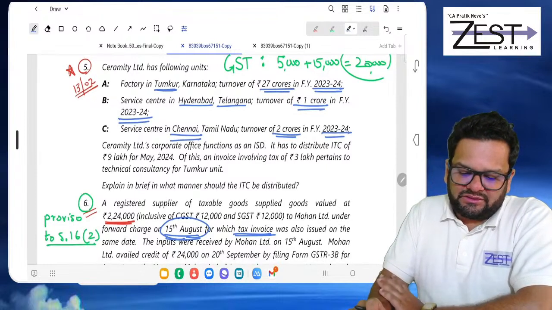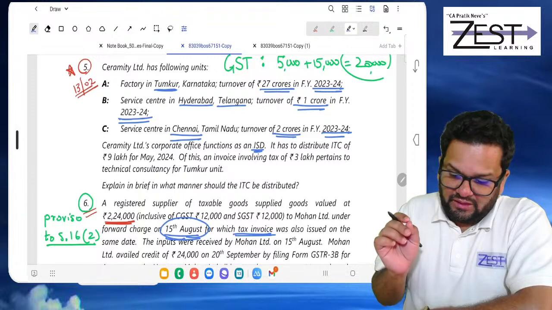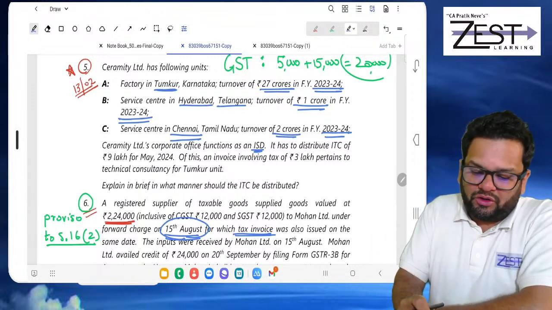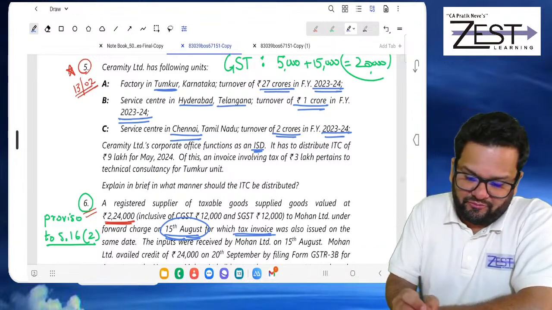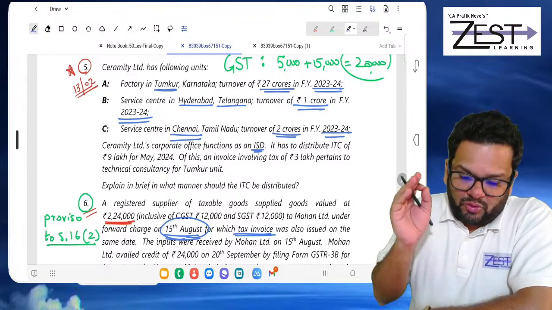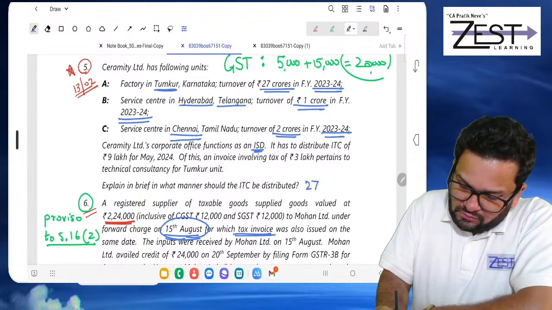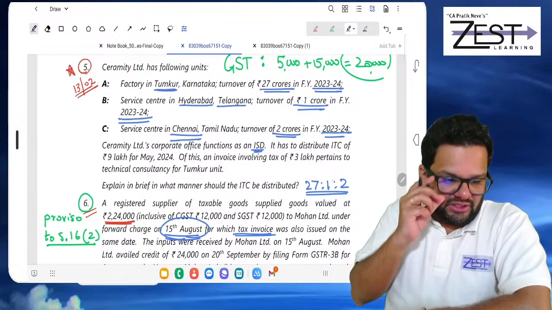Ceramity Limited's corporate office functions as an ISD. It has to distribute ITC of 9 lakhs for the month of May 24. So friends, you have to distribute 9 lakhs in the ratio of 27:1:2. But there is one small twist in the tail.